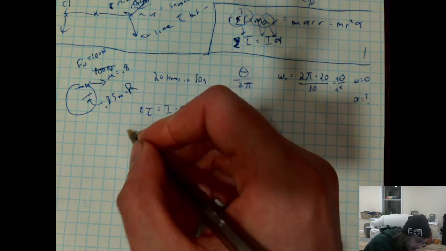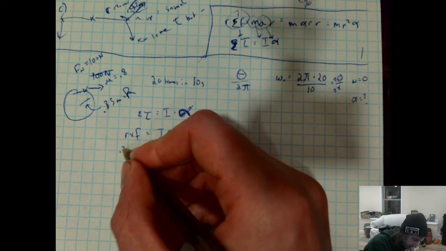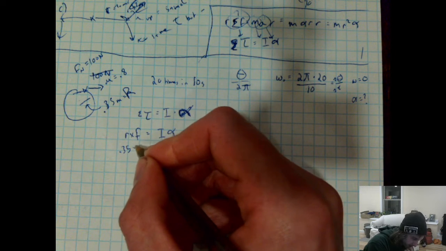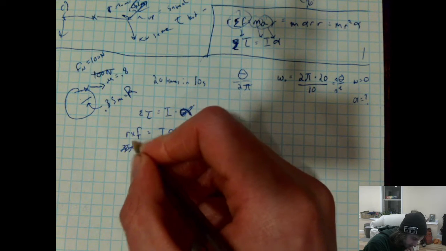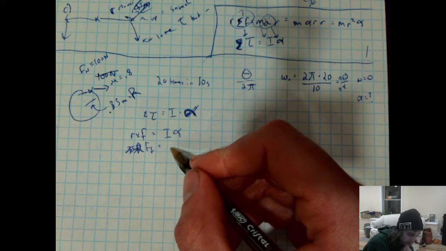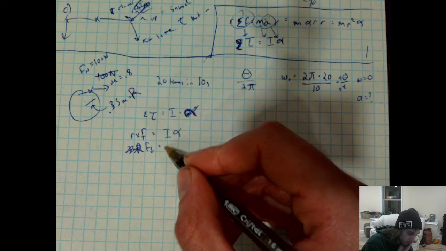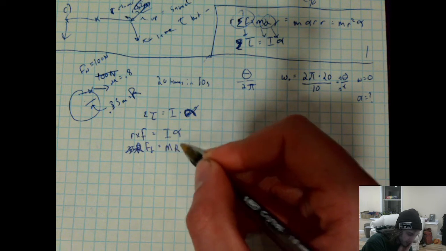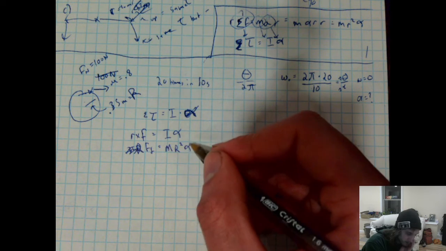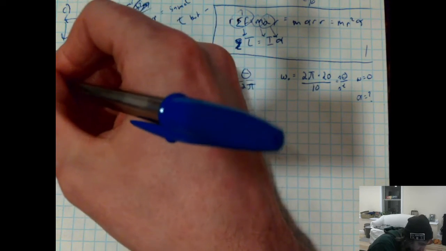So what we can do is R cross F as our torque, set that equal to our moment of inertia times our acceleration. Well, our R is 0.35, but our force is going to be the force of friction, which we still need to figure out. I'm just going to label this as R cross force of friction. Now that'll be equal to our moment of inertia for our wheel. If we're assuming that our wheel is pretty much a hoop, we're going to have the mass of the wheel times the radius of the wheel squared times our alpha. And I should write that. Our mass for our wheel was 2 kilograms.